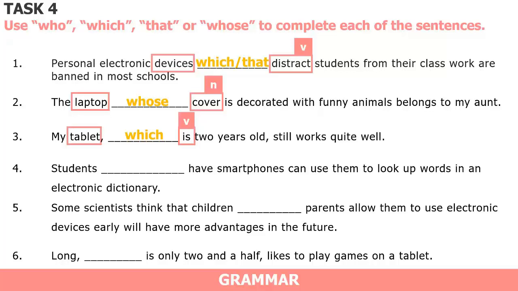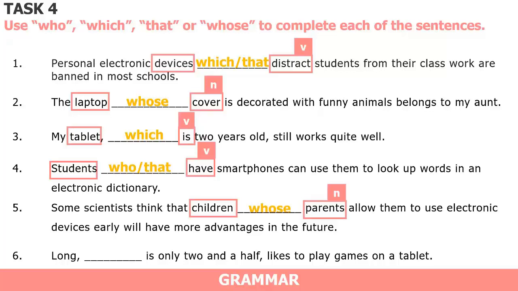In the 4th sentence, seeing students is a noun for people. We can use who or that in defining relative clauses to refer to people. The next one, similar to number 2, children and parents are nouns, and we use whose to express possession.